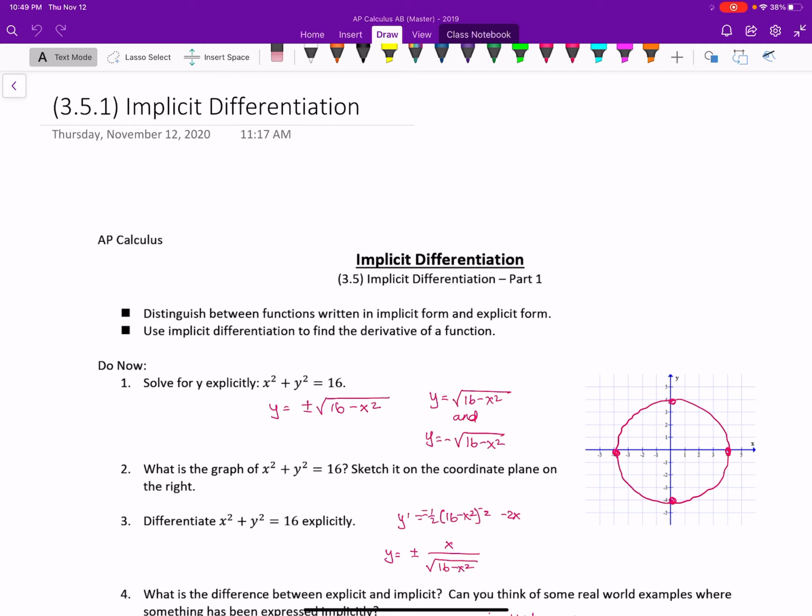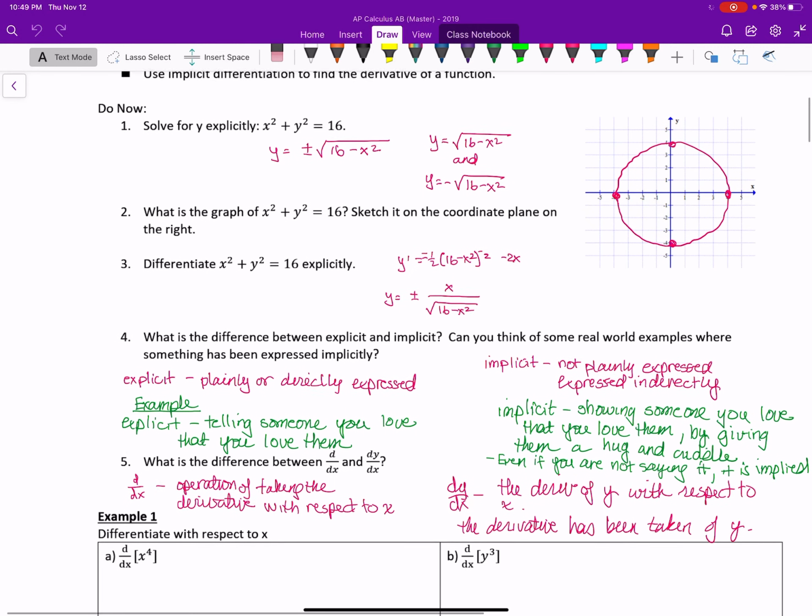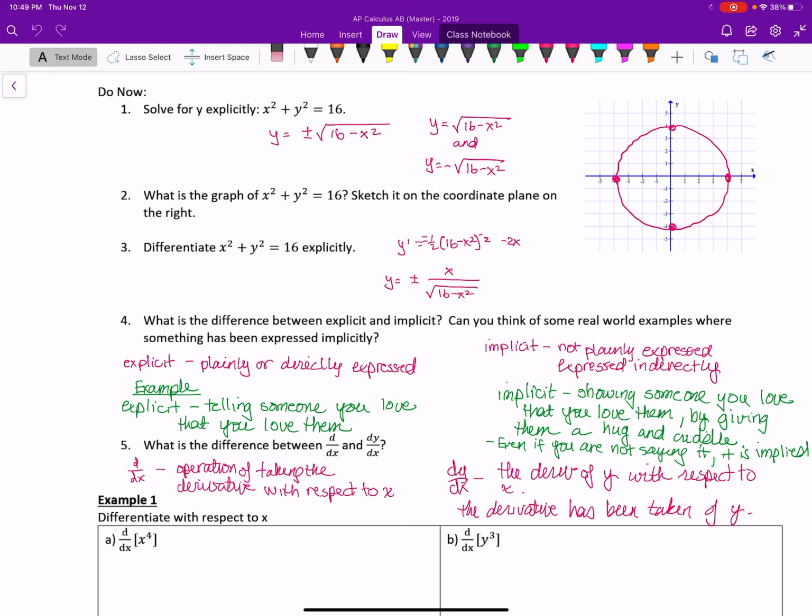If I'm looking for the circle, I'm hoping that you could at least do 1, 2, and 3 when you did the do now. Now you may have different answers for the do now exam for 4. What is the difference between explicit and implicit?